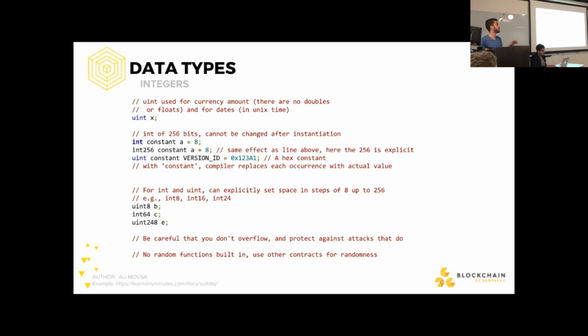What does it mean to be unsigned? Unsigned means you only have positive. Exactly. So a uint means that you can only represent positive integers. And what would you use a uint for?